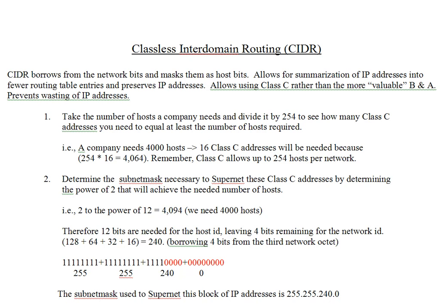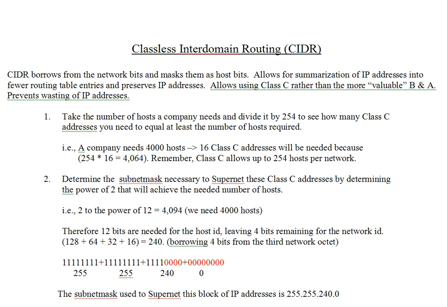We will use multiple Class C addresses in our example when we need more than the standard 254 hosts allotted to you by a Class C IP address, rather than using up a more valuable B or A address. CIDR borrows from the network bits and masks them as host bits. You may recall that the default subnet mask for Class C is 255.255.255.0. Well, we're going to change that.